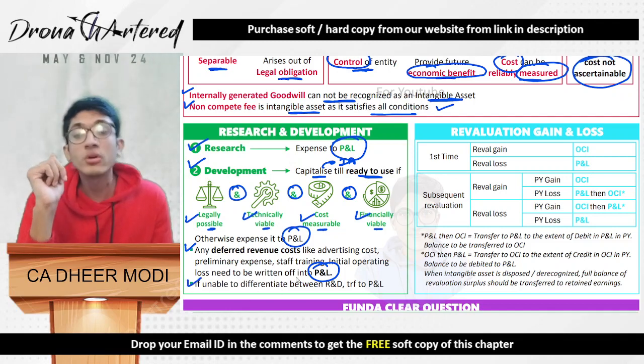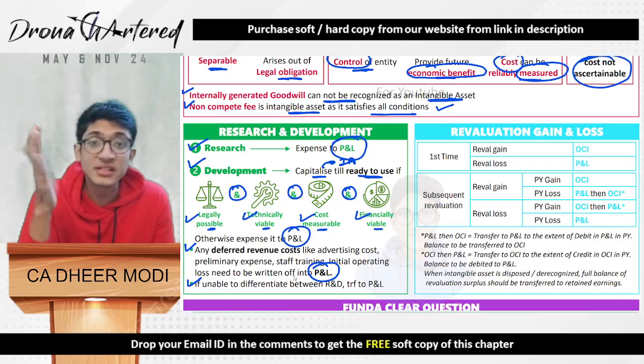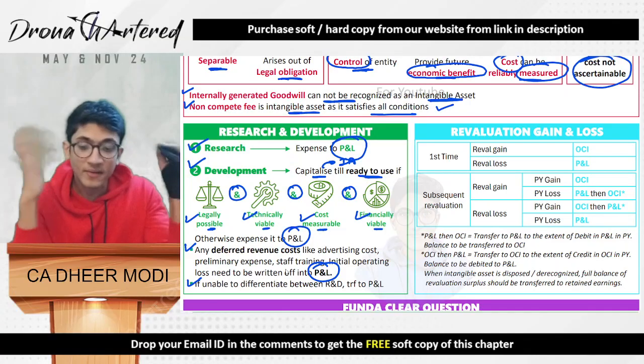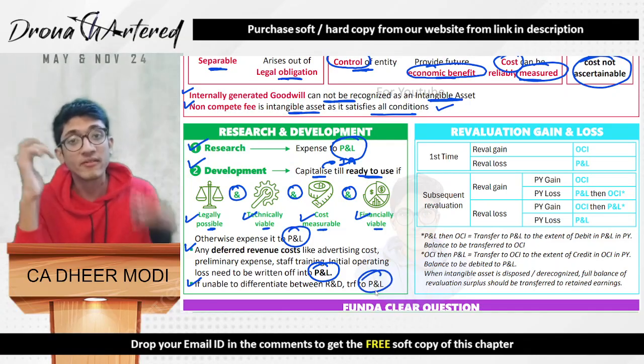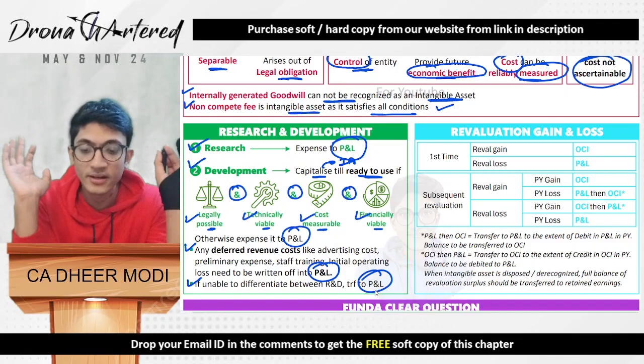If you are unable to differentiate whether this expense is research or development, whenever in doubt, transfer to P&L. When in doubt, transfer to P&L. We will not allow you to capitalize. If you are in doubt, put it in P&L and done.